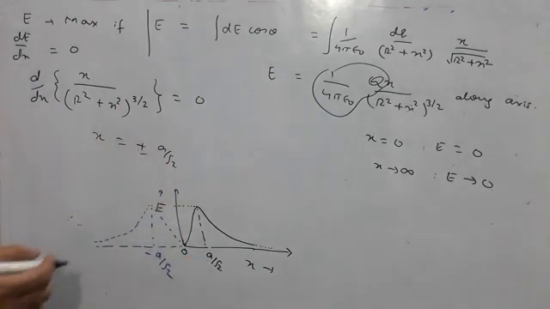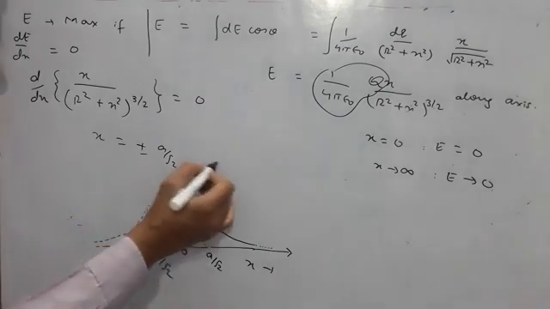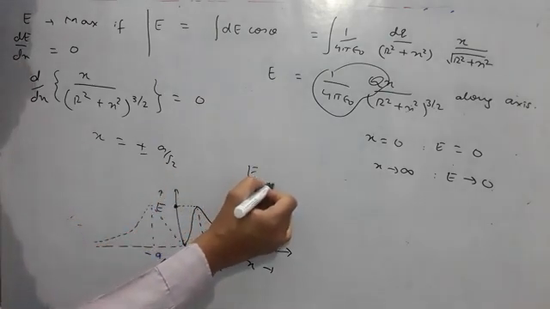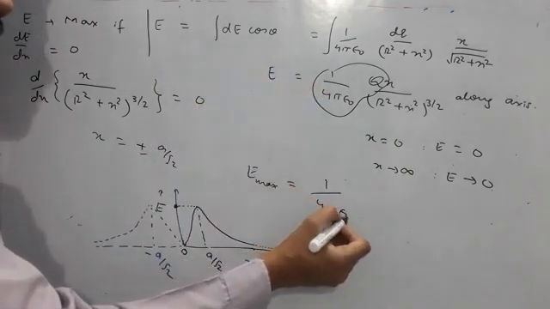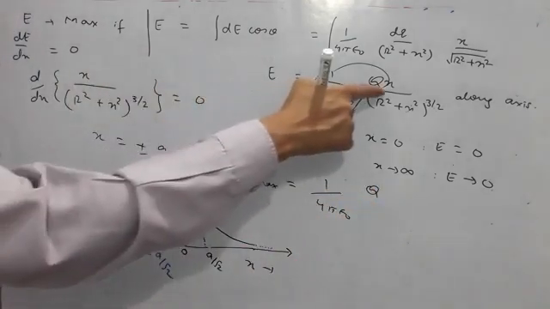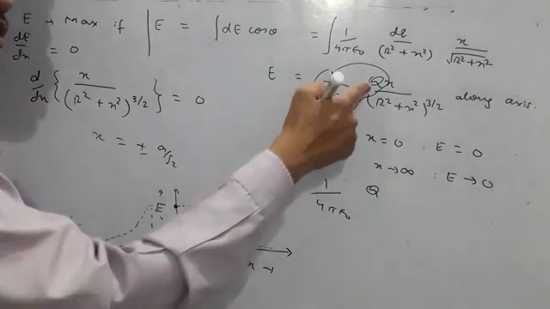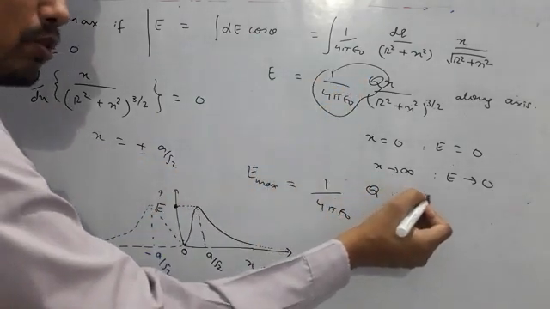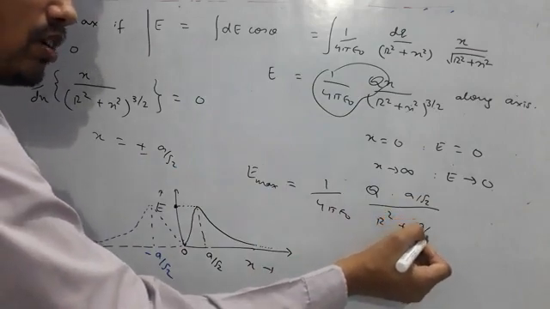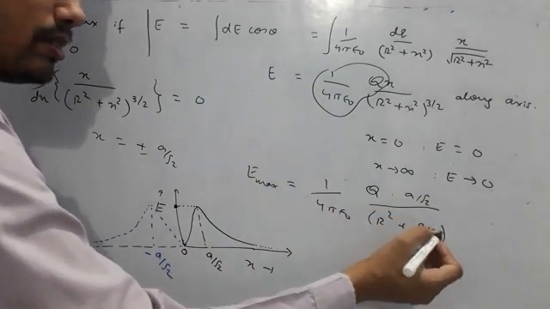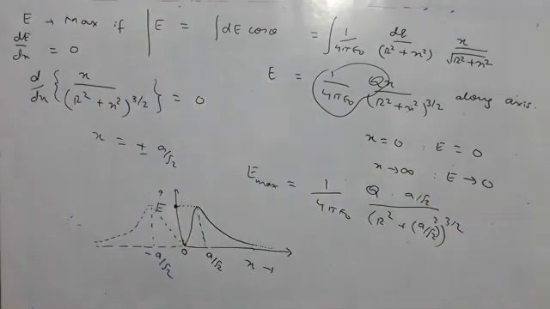The graph I have told you. If you are asked to find this maximum value of electric field, then how will you find that? That maximum value of electric field can be obtained from this expression only, just by substituting that value of x for which E is maximum. That is x equal to a by root 2. So put x equal to a upon root 2. So this becomes r square plus a upon root 2 squared, to the power 3 by 2.